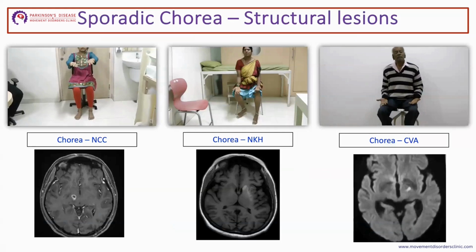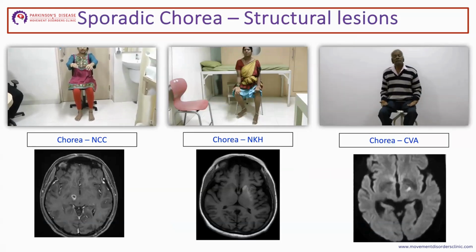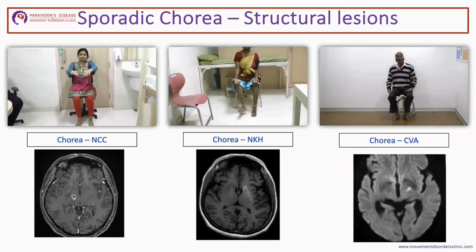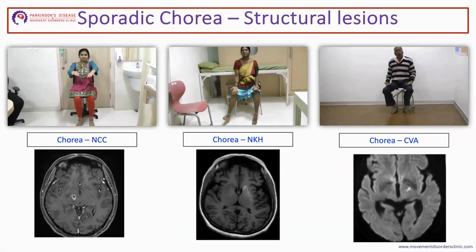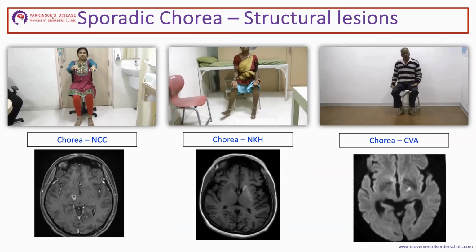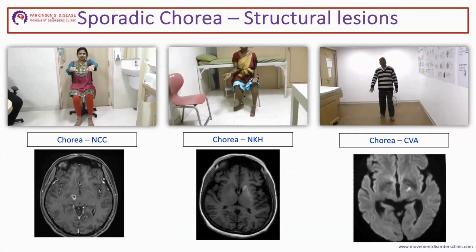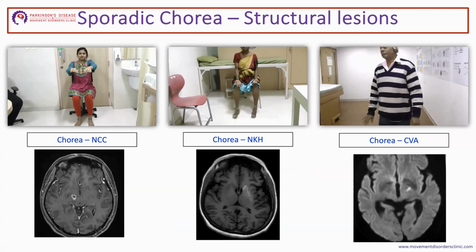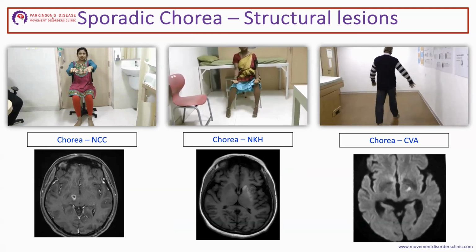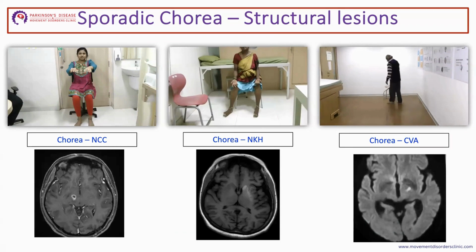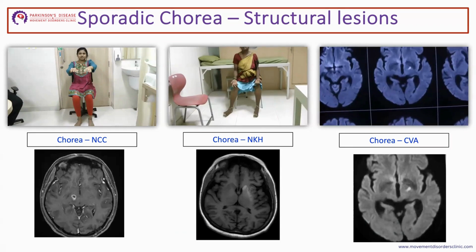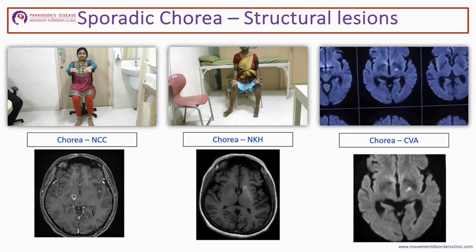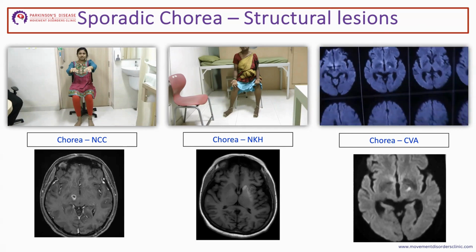If you look at structural changes, you can see three different sets of cases due to three different varieties of structural changes. One is chorea related to cysticercosis lesions sitting in the subthalamic nucleus area. Second is chorea ballism or hemichorea hemiballism, which is commonly seen in non-ketotic hyperglycemia. And the third is chorea noticed following an acute infarct in the subthalamic or globus pallidus region of the brain.